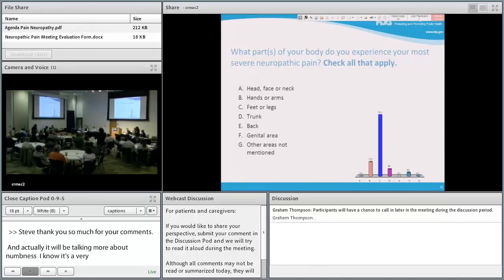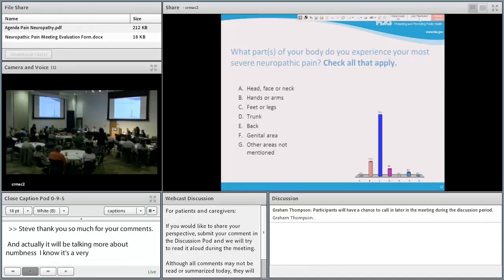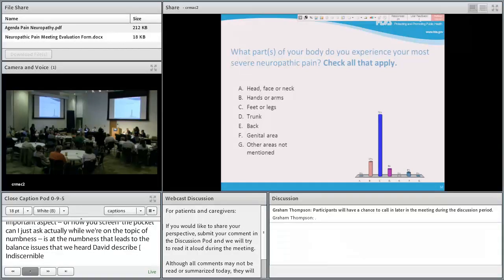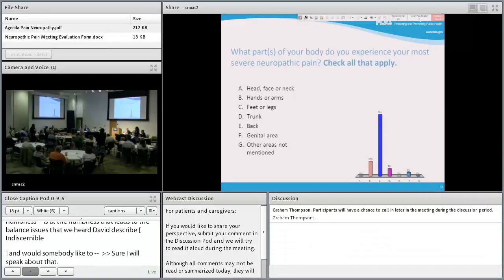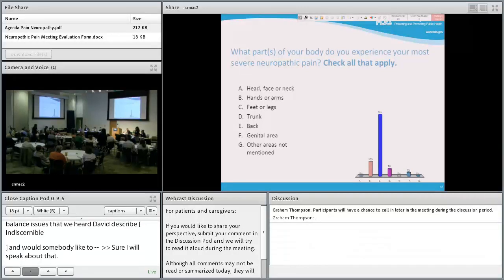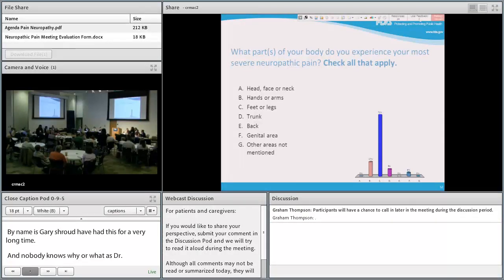My name's Gary Shrout. I've had this for a very long time. It's idiopathic. Nobody knows why or what. As Dr. Galati was going through this, it's like, yep, with all the pains and everything. So all the symptoms. I certainly identify with the numbness.